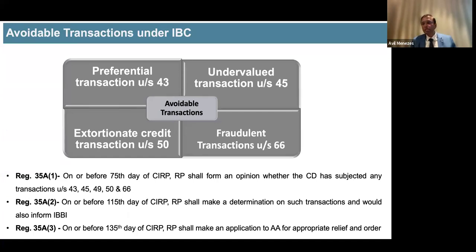But as far as the preferential transaction is concerned, they have said this is a deeming fiction, and if the ingredients are met, then it is deemed to be a preferential transaction. So the RP, on or before the 75th day from the commencement of insolvency, will have to form an opinion whether the CD is subjected to any of these transactions. Before the 115th day, you have to make a determination of such transactions. And before the 135th day, you have to make an application to the adjudicating authority for appropriate reliefs in the particular matter. So cumulatively, PFE transactions or avoidable transactions, as we generally call them.